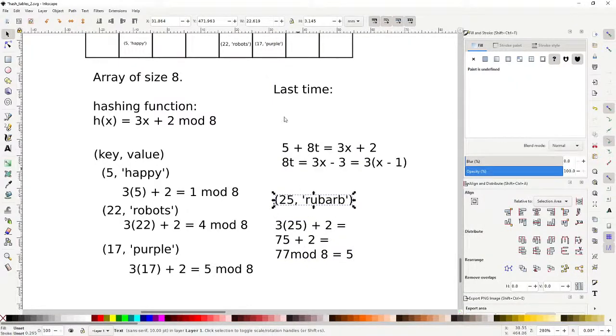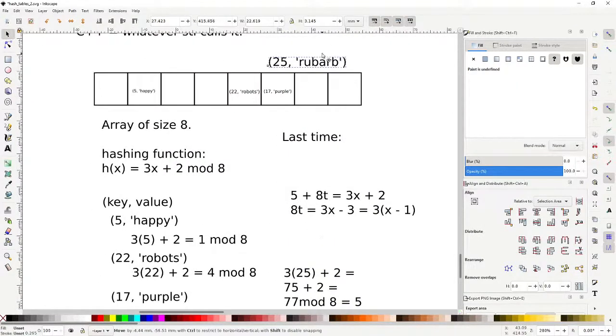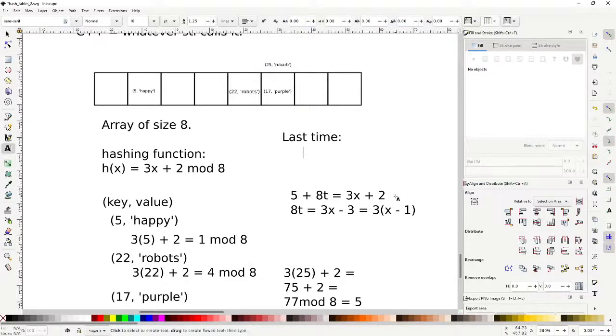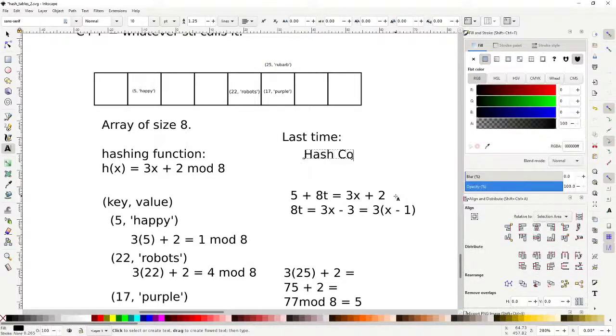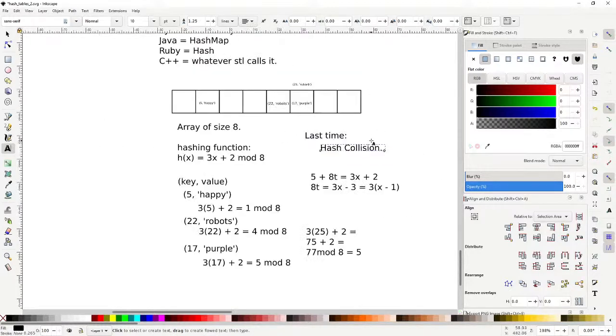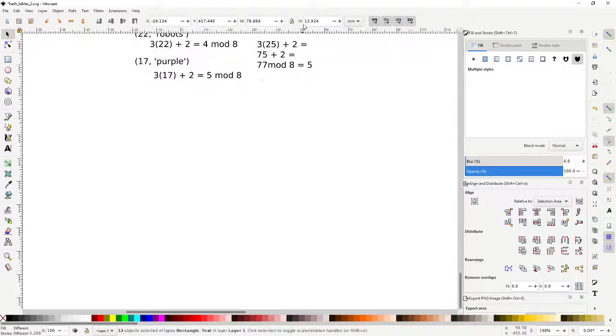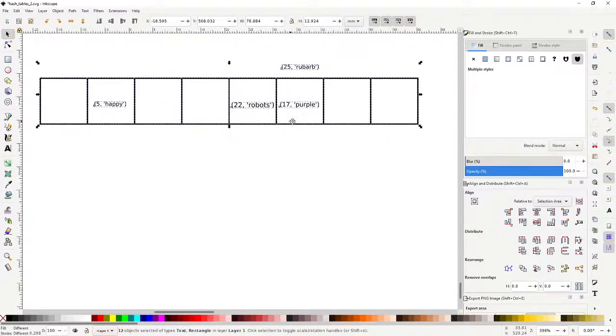Okay, so 25 conflicts with 17, right? It tries to hash into the same location, right? And so remember, we call this a hash collision, right? And so here's the problem with hash collisions, right? There's a question as to what you do, right? And so there's 3 methods, as I said, about how to resolve this.